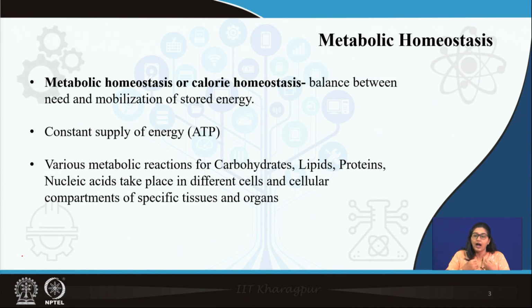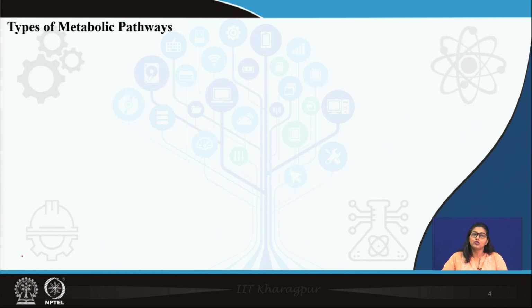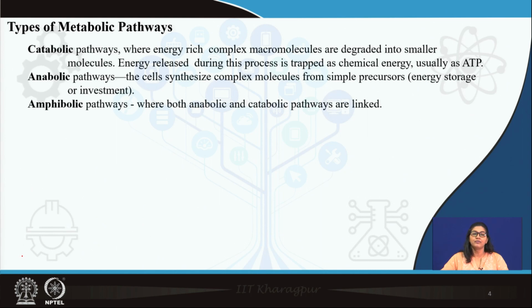Now, as I have told you, the different metabolic reactions for all the biomolecules like carbohydrate, lipid, protein, nucleic acids, they take place in different cells and cellular compartments of specific tissues and organs. Now, what are those different types of metabolic pathway? So, metabolic pathway can be grossly of two types, catabolic and anabolic, and of course, there is a mixture or in between metabolism, that is amphibolic pathway.